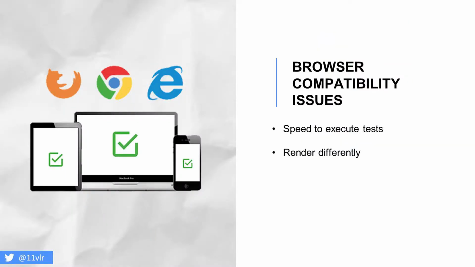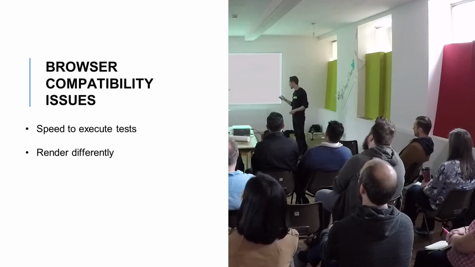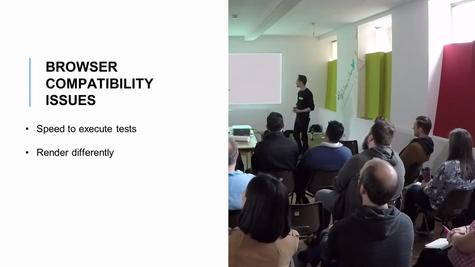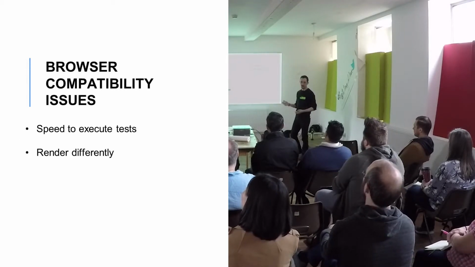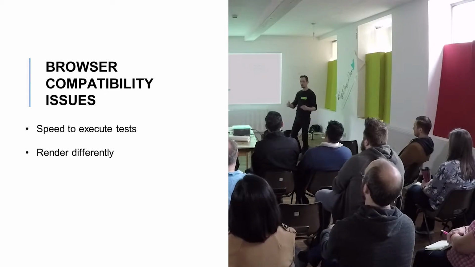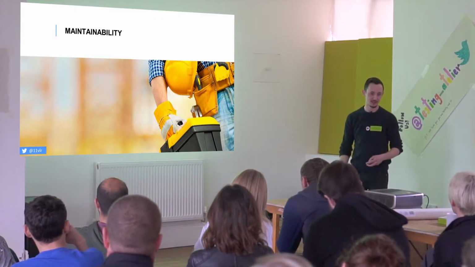So there's things like browser compatibility issues. Like I touched on, we test for Firefox, Chrome and IE. Different browser drivers execute at different speeds, which can catch you out, and all of a sudden you start to have to add waits and things like that to try and slow tests down, to try and keep it all consistent. And they render slightly differently as well, which is a massive problem when you're trying to do visual comparison checks.